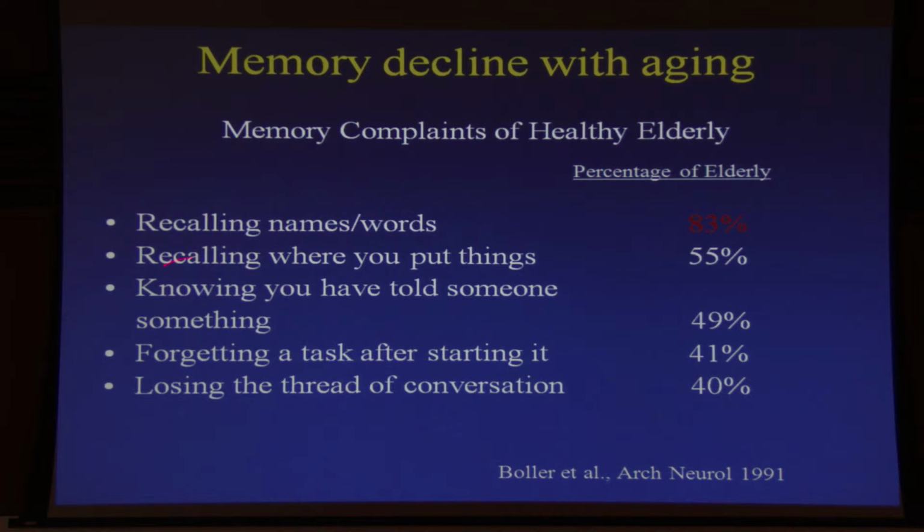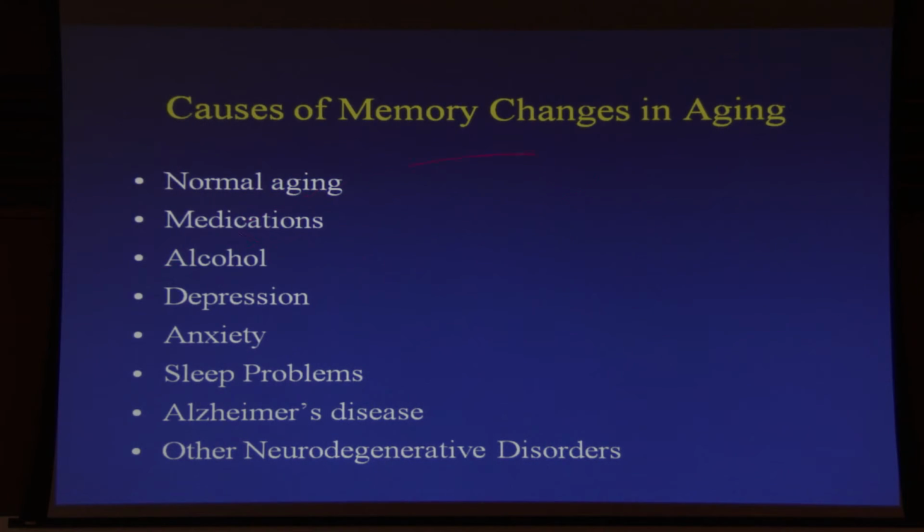But other common complaints are recalling where you are, where you put things, knowing you told someone something, what was I just doing when I walked into this room, and losing the thread of a conversation. These are common complaints that we hear in the neurology clinic, and the big trick is to say, well, which of these are concerning and which of these are not, because a lot of people are complaining about these, and some of them will just go on and age quite successfully. So these are some of the changes that occur as one person is aging.